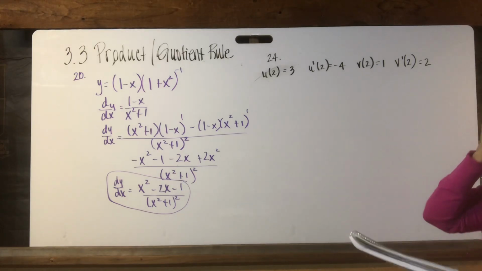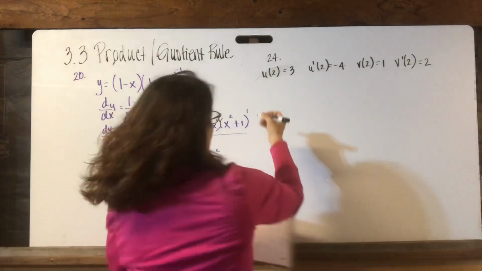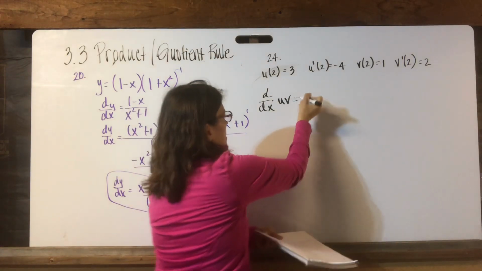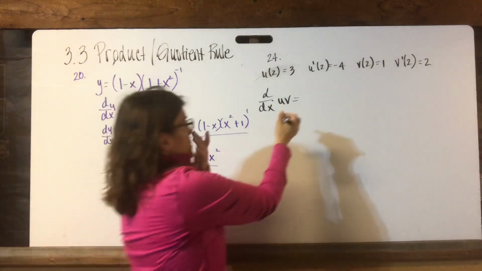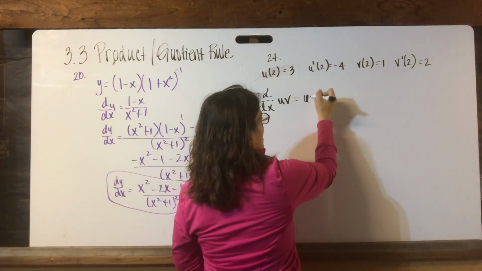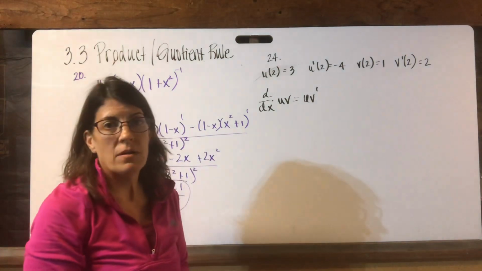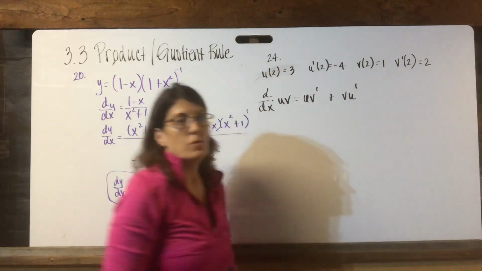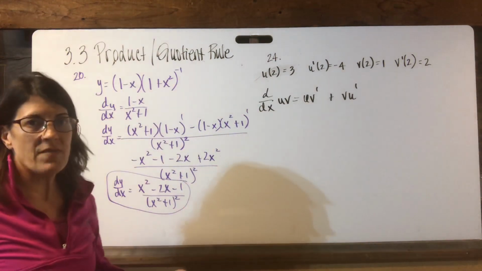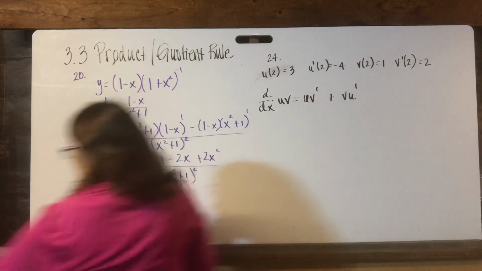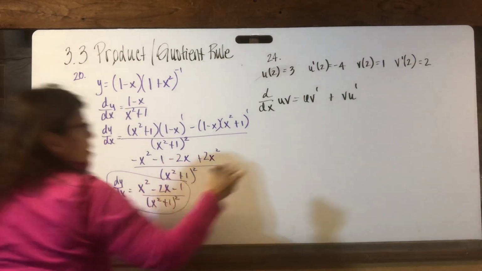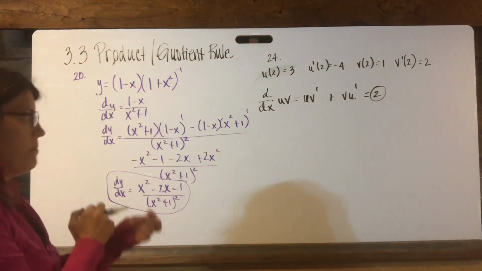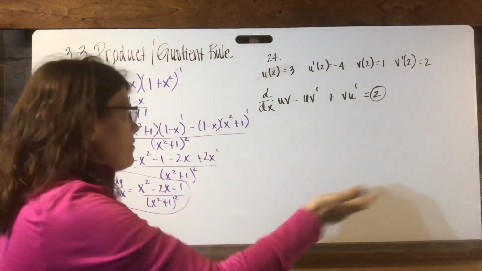Okay, so part A asks you to find the derivative of the product. So this is going to be u v prime plus v u prime. And you know all those values. This is a straight plug-in. So when you're all done with all of this plugging in, you should get 2. You know u, you know v prime, you know v, etc.